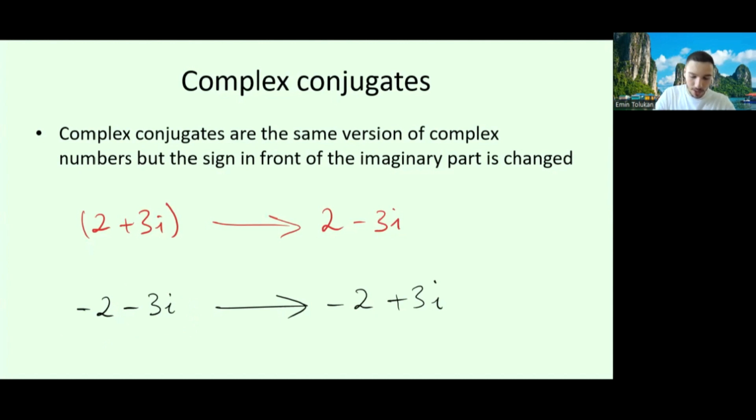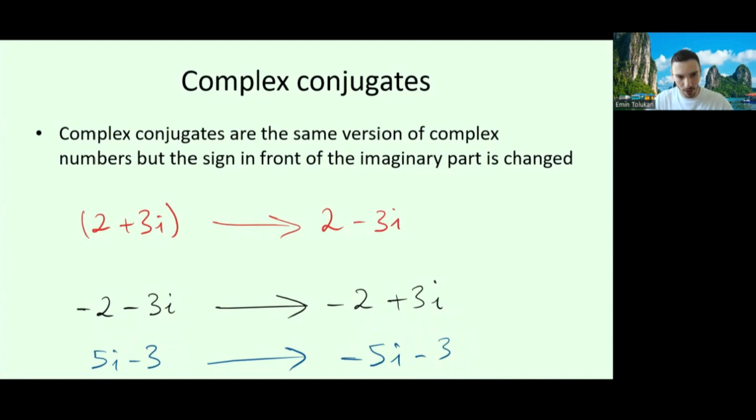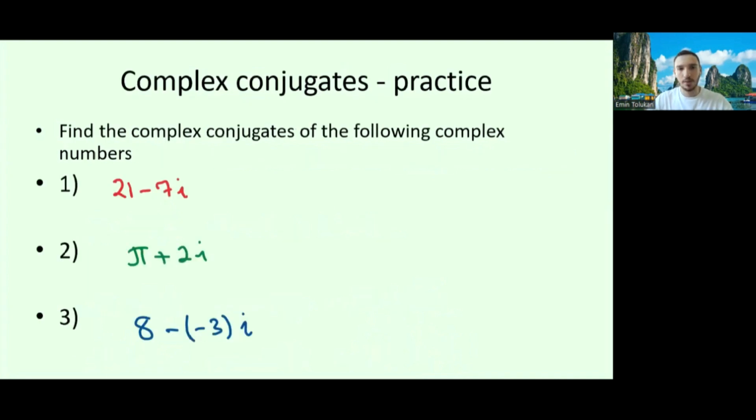You can write complex numbers in a different way. You can write them like this, 5i minus 3. In such a case, the complex conjugate of that would be negative 5i minus 3. So I again change the sign of the imaginary part, and the real part stays the same. So find the complex conjugates of the following complex numbers, please.